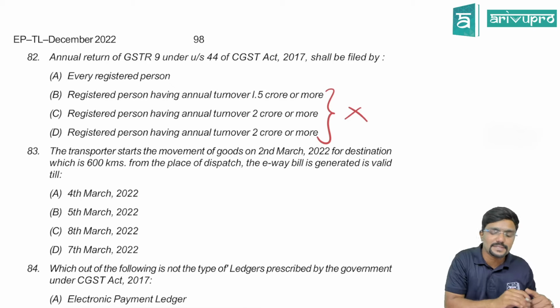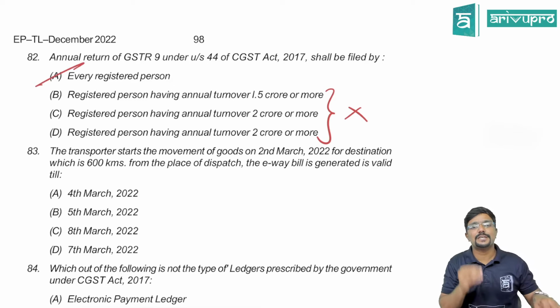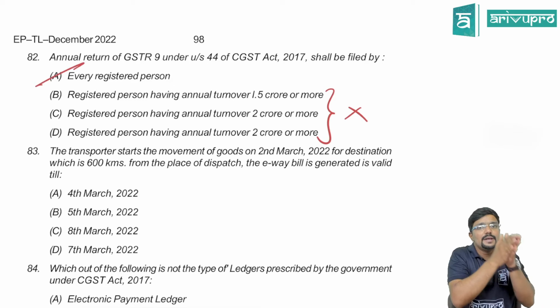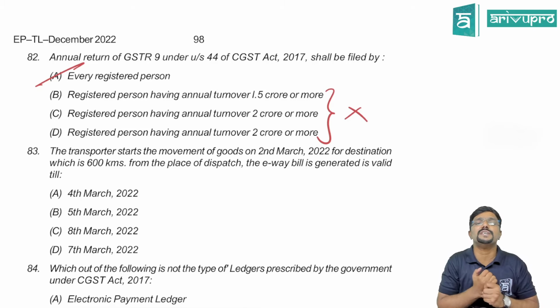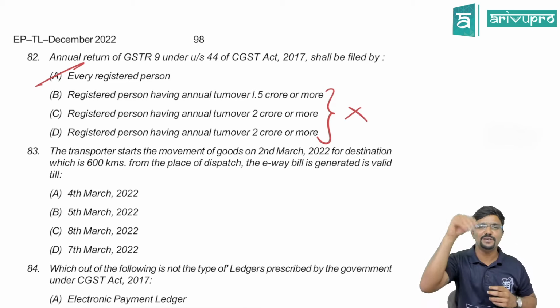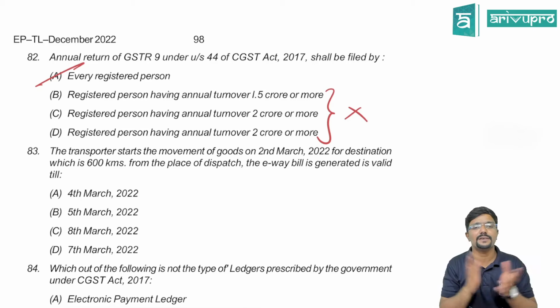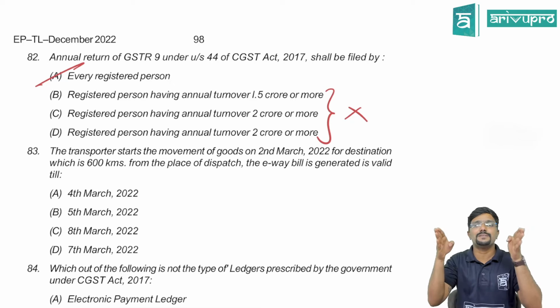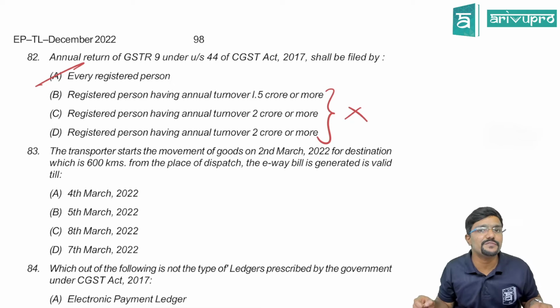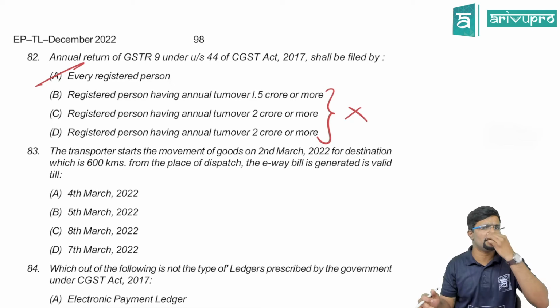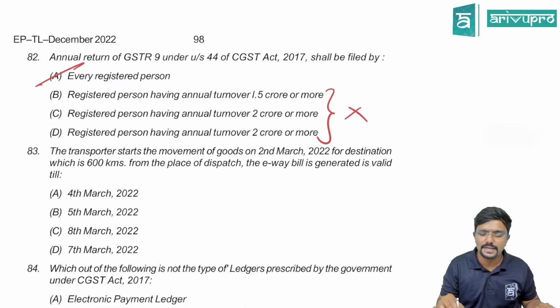So for you, what is the answer? Every registered person. Means whoever is filing GSTR 1 and GSTR 3B monthly, in addition to 1 and 3B, they should also file GSTR 9. Actually, this topic is not covered for you in detail in your syllabus. Even in your institute study material, only one page is there. But still they have given this question, not an issue. I have also covered this. Whoever files GSTR 1 and 3B has to file GSTR 9 by 31st December of the next financial year, guys. So every registered person, no turnover limit is applicable.